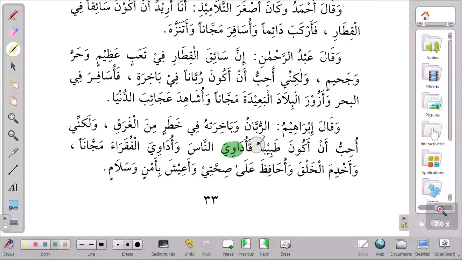So dawa'un is the medicine, right? If I say the verb is dawa, he treated. Yudawi, he is treating. So that's why he said, fa'udawiya nasa, then I will treat people. Wa udawiya al-fuqara, and I will be treating. He's imagining the future. So wa udawiya al-fuqara, and I'll be treating the poor people. Al-fuqara is the poor people.